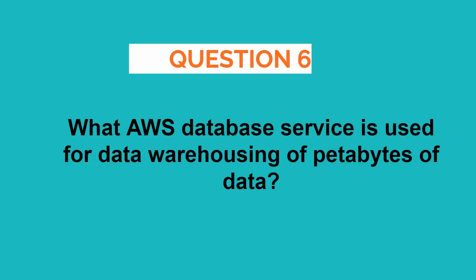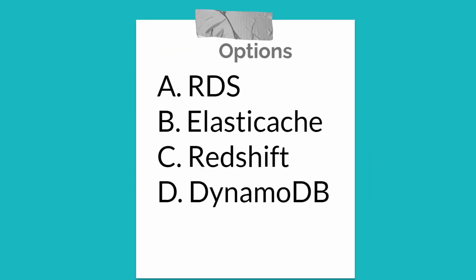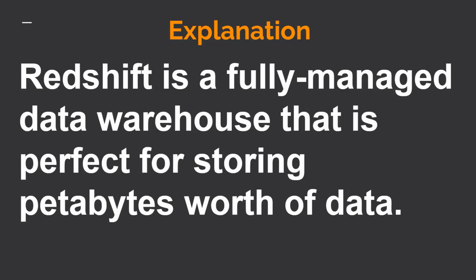Question 6. What AWS database service is used for data warehousing of petabytes of data? Option A. RDS. B. Elasticache. C. Redshift. D. DynamoDB. Right answer is C. Redshift. Explanation. Redshift is a fully managed data warehouse that is perfect for storing petabytes worth of data.